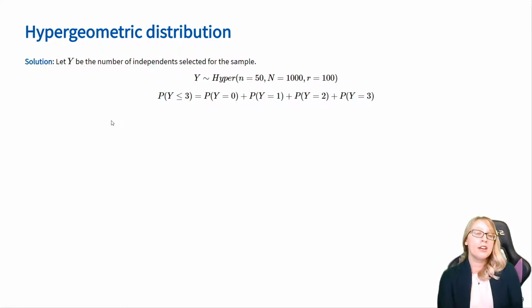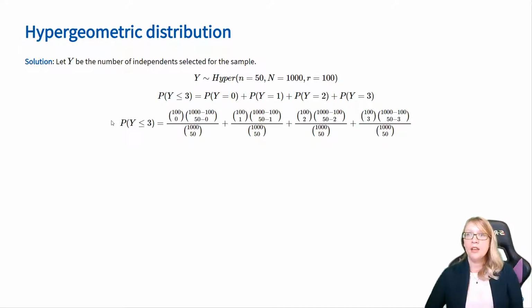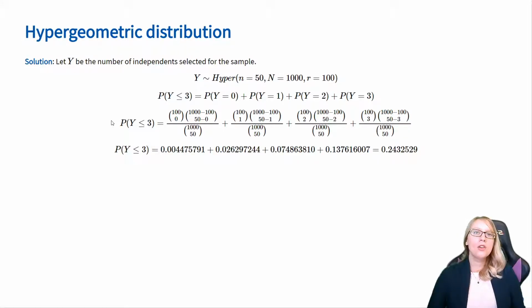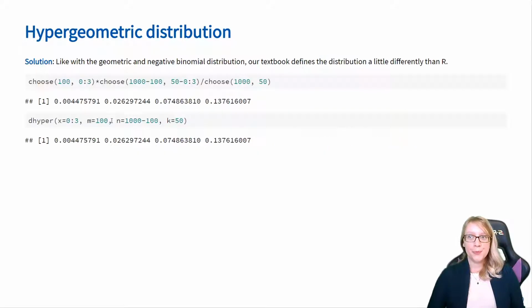So the probability that y is less than or equal to 3 is the probability that y is equal to 0 plus the probability that y is equal to 1 plus the probability that y is equal to 2 plus the probability that y is equal to 3. So we've got 4 values that we'll need to add up. In terms of the probability mass function, here is what those calculations will look like, just plugging everything into the appropriate values from a hypergeometric distribution. And we get about a 24% probability that there will be 3 or fewer independents in our sample.